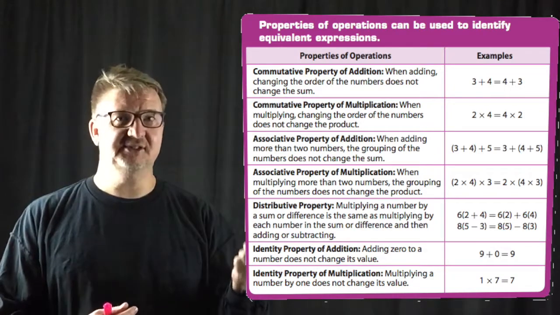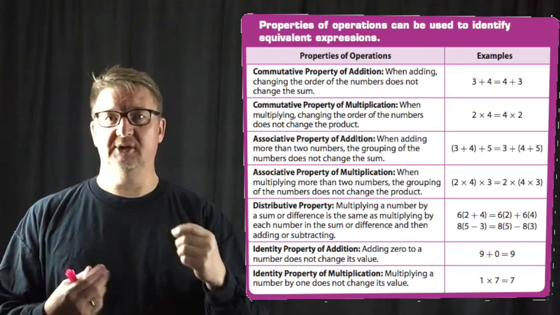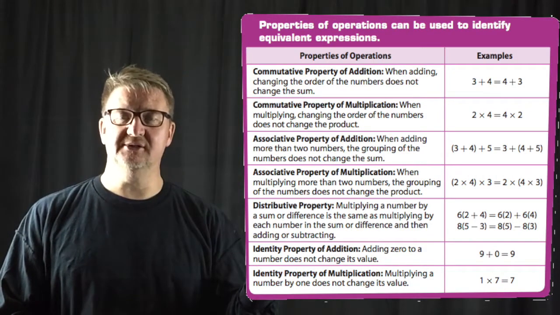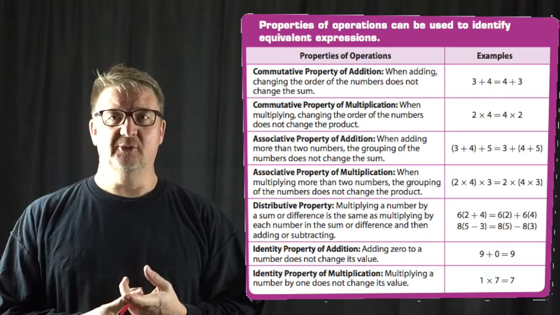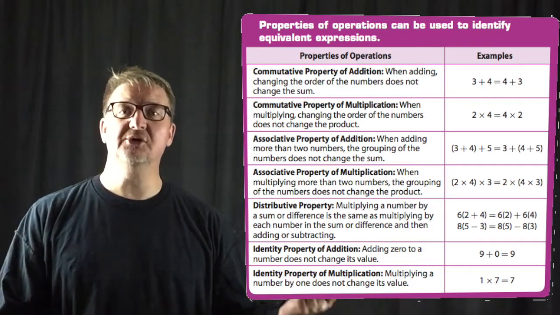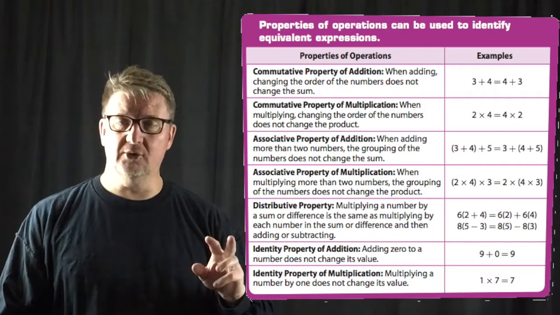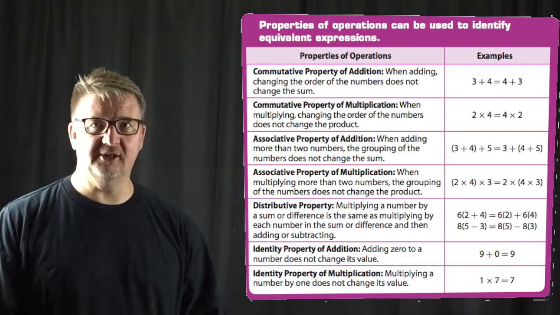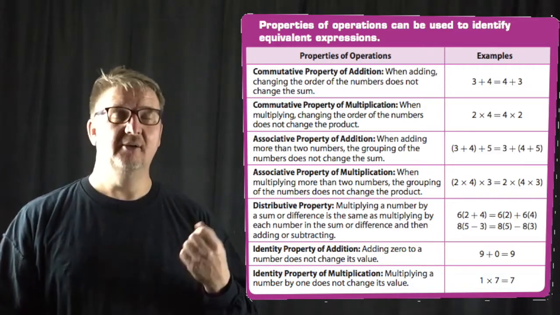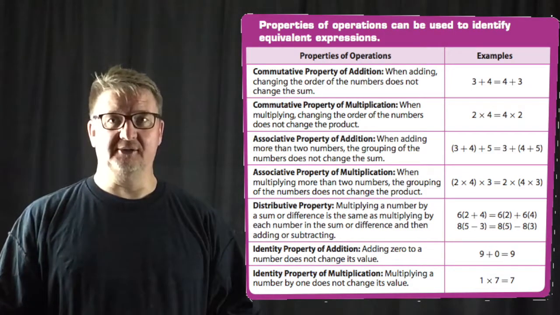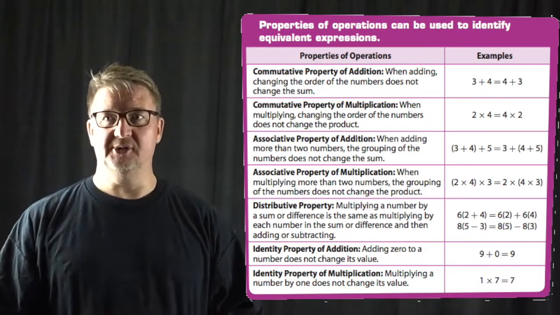So 3 plus 7 is 10. 7 plus 3 is 10. I changed the order of the addends, but I've still got the same result. Same thing for multiplication. 2 times 3 is 6. Well, 3 times 2 is also 6. I changed the order, but it came out to the same answer. So that's the commutative property of multiplication and addition.